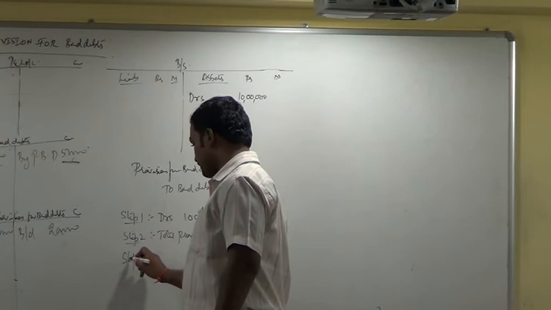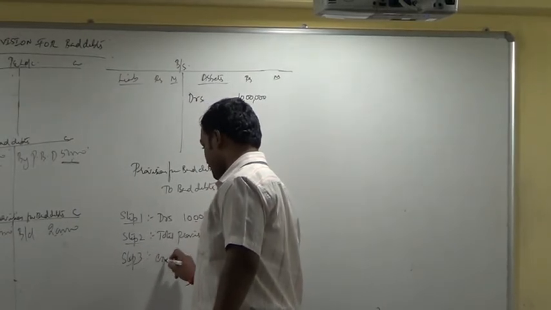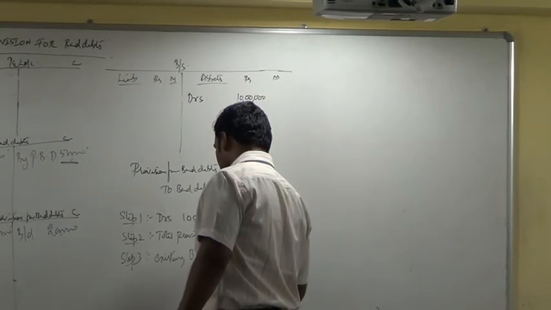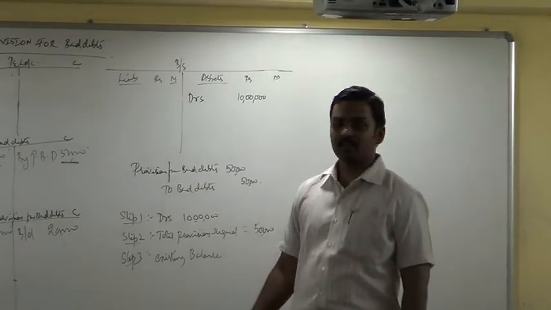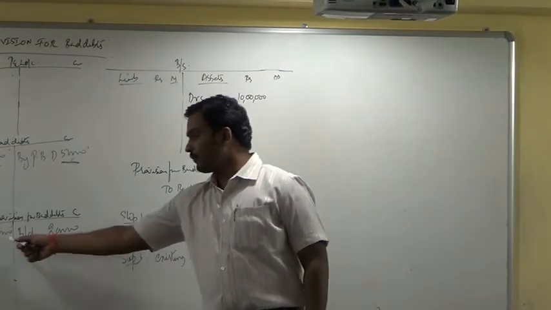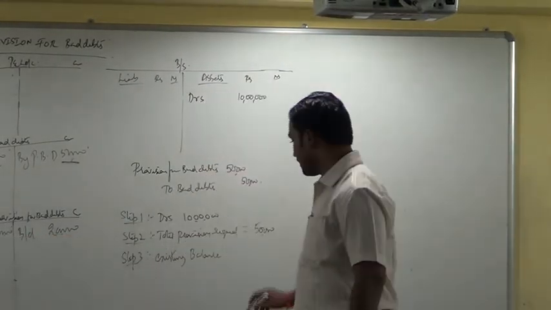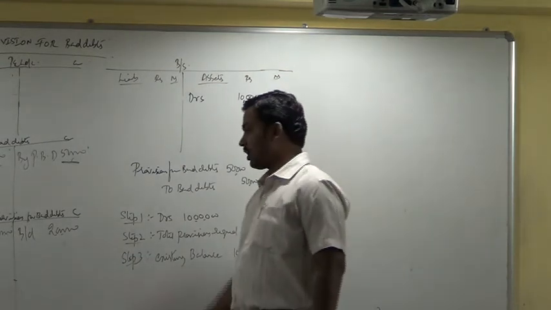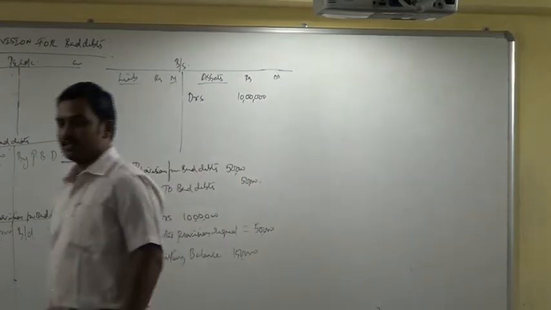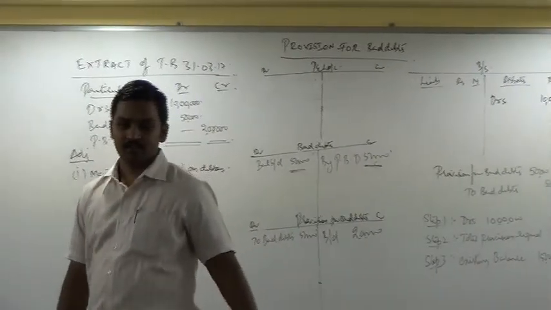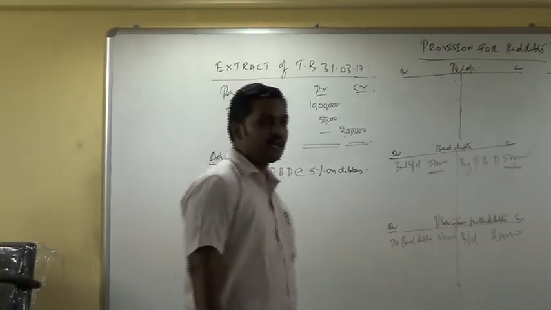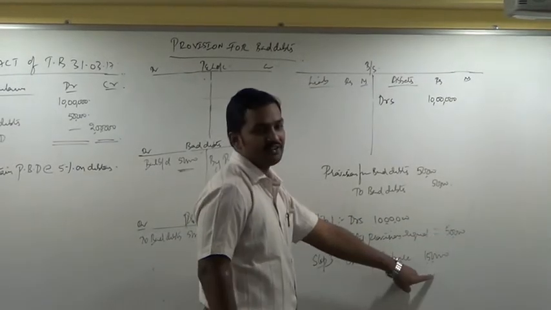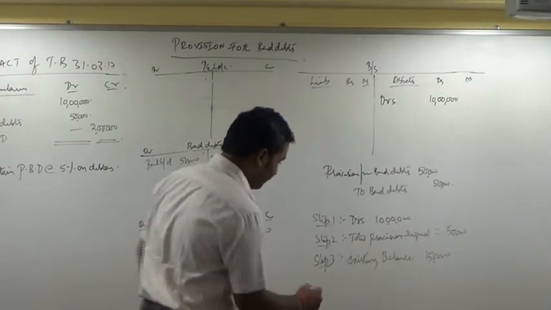Step 3. Existing balance. How much is existing balance? Out of 2 lakh, 50,000 is consumed. So there is a balance of 1 lakh 50,000. Existing balance. We need 50. We have 150. There is an excess.